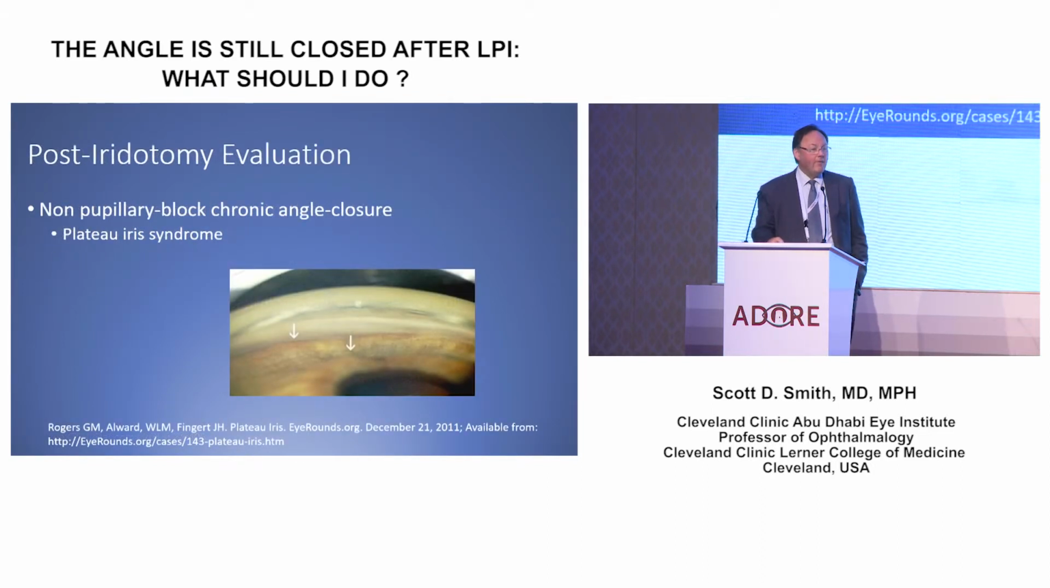Now, what about situations where the angle remains closed but not due to peripheral anterior synechia? We do our dynamic gonioscopy, and we see it's only appositional, but the angle still looks closed. We have to think, why didn't the laser iridotomy work? Well, if it didn't work, it may be because pupil block was not the cause of the problem in this patient. And the most common cause of non-pupillary block chronic angle closure is plateau iris syndrome.